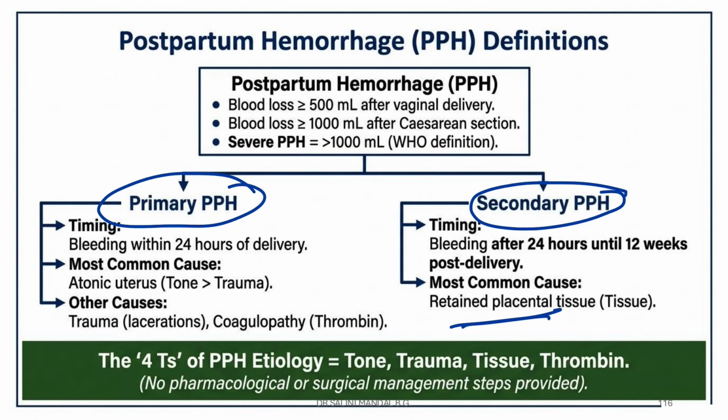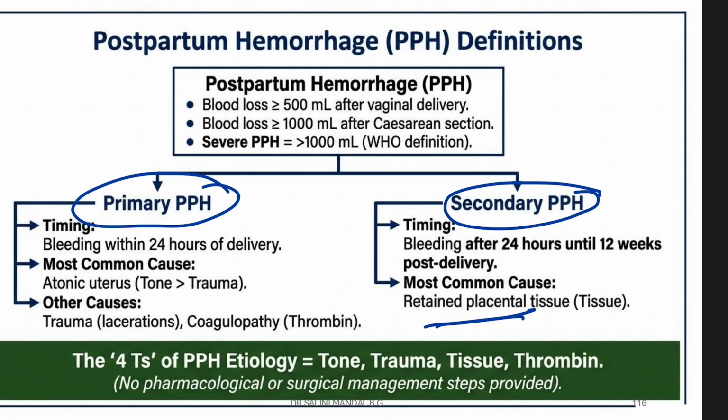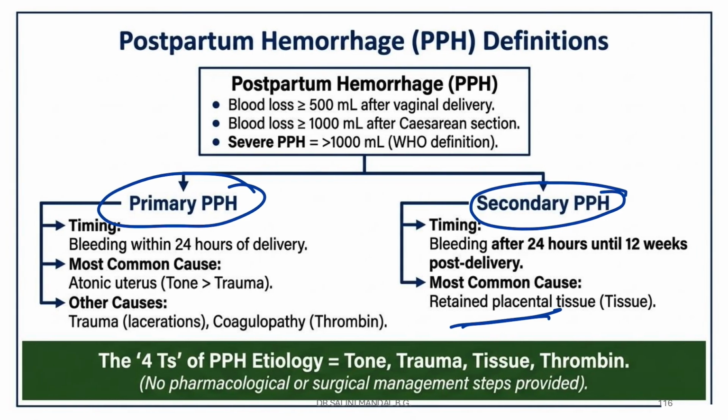For postpartum hemorrhage, remember the 4 T's: tone, trauma, tissue, and thrombin. Tone, trauma, tissue, and thrombin. These are the things you have to remember about postpartum hemorrhage. So with this I complete a little about the important topics in obstetrics.